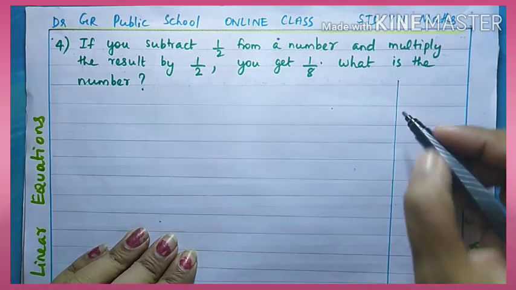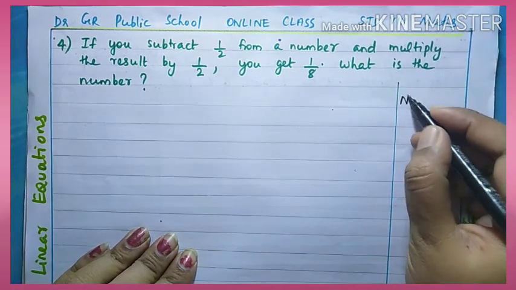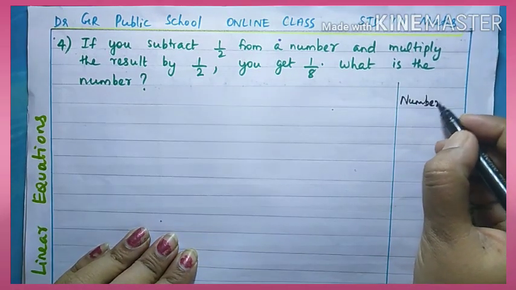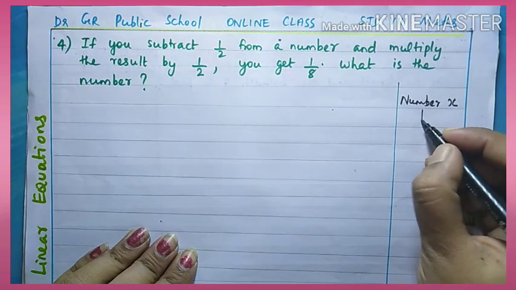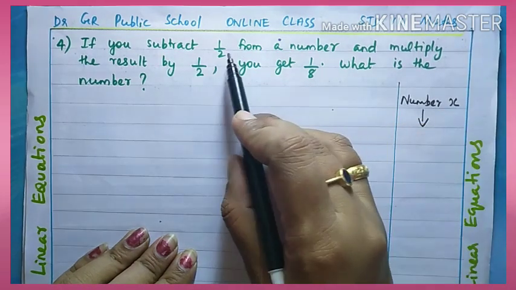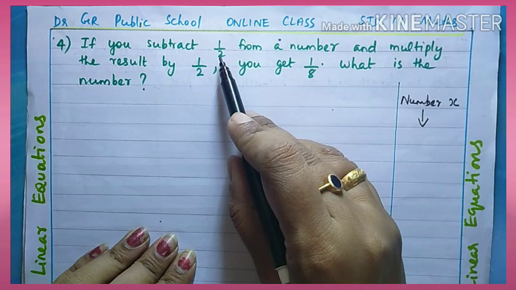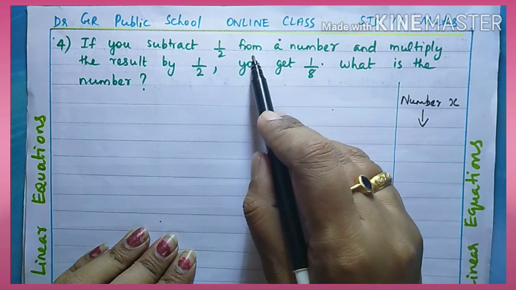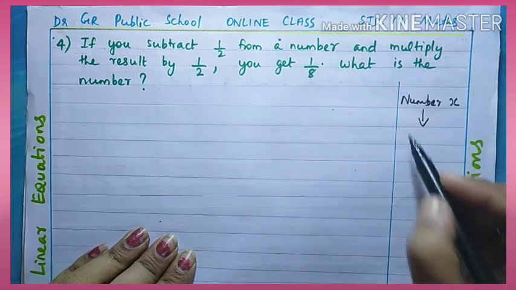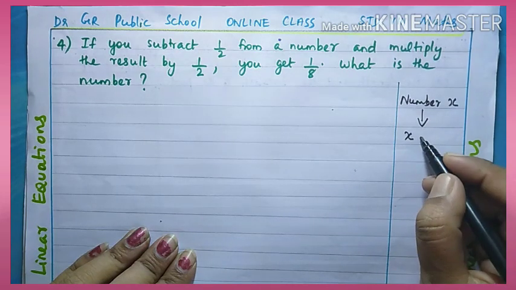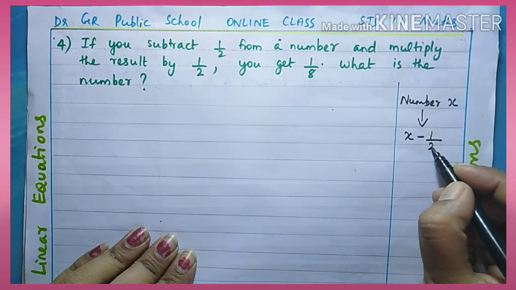So just I am writing the meaning of the question here. I took the number, what? Number x. Now what is the next step? From this x I am going to subtract 1 by 2. So 1 by 2 from a number, okay. So from x, 1 by 2 is subtracted.